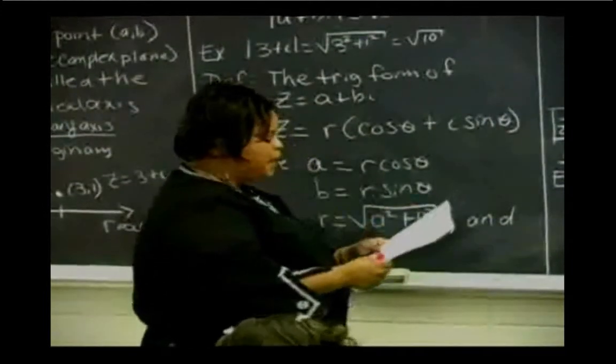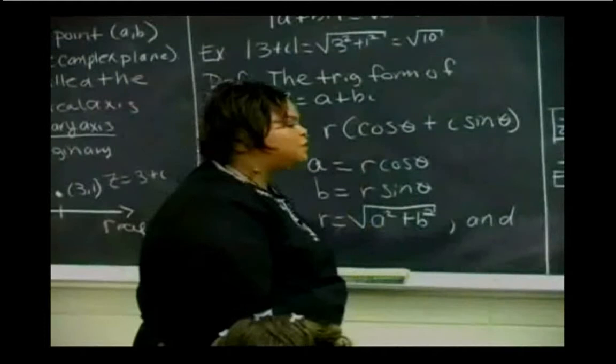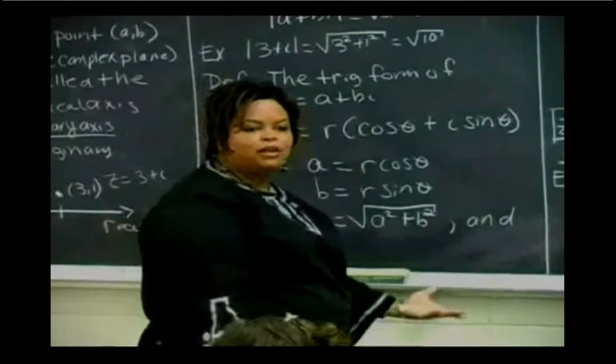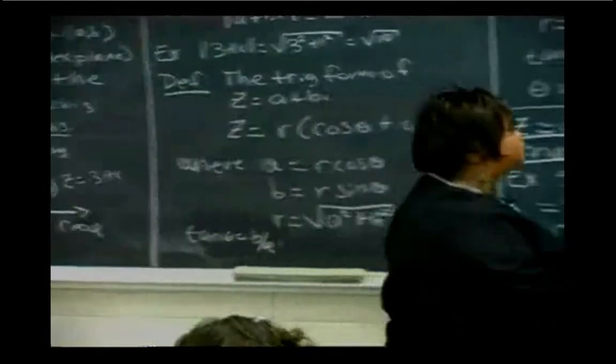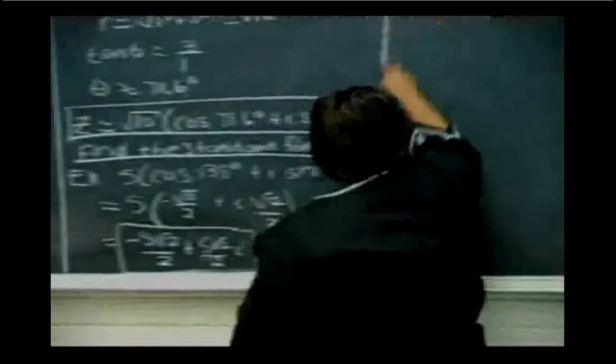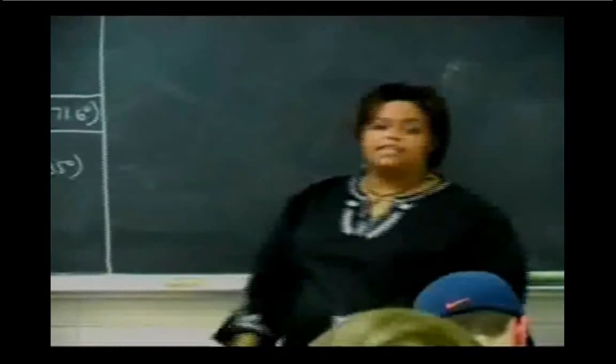Okay? With some problems, depending upon what the angle is, you may have to get a decimal approximation. Okay? You may have to get a decimal approximation if it's not one of our angles that's on our unit circle. And that's okay. You can have decimal approximations.